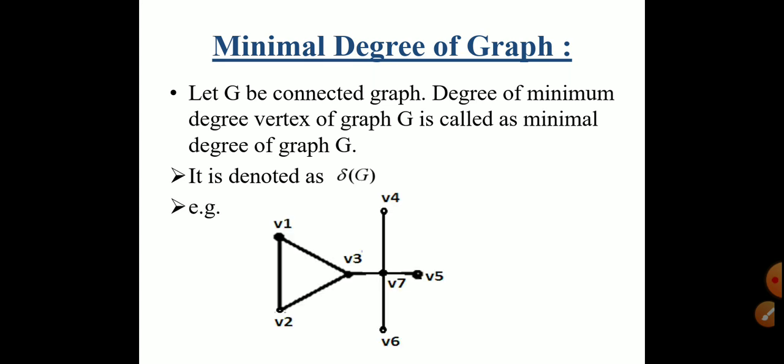Consider here an example of a graph. This graph contains 7 vertices. Here the vertex V1 has degree 2, vertex V2 has degree 2, vertex V3 has degree 3, V4 has degree 1, V5 has degree 1, V7 has degree 4 and V6 has degree 1. So the minimum degree of this graph is 1. Vertices V4, V5 and V6 have only degree 1. Therefore delta of G for this graph is equal to 1. Okay.